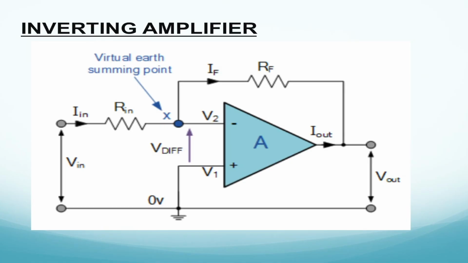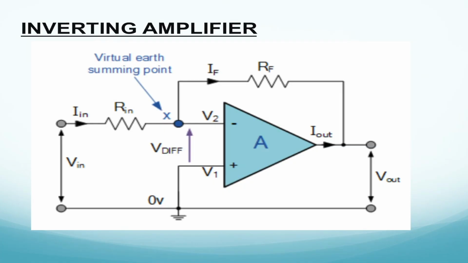Now going on to the next application, the inverting amplifier. You can see the op amp with input voltage V in provided at the negative terminal, a feedback resistance RF, and an input resistance Rn. I have represented V2 and V1 at the negative and positive terminals, and V2 represents the node voltage which connects your feedback resistance and your input resistance Rn. V2 is a virtual node voltage.